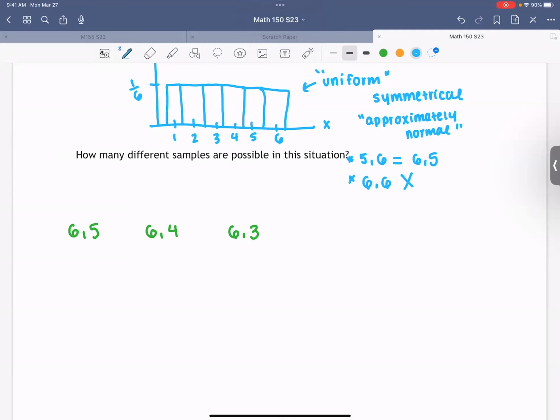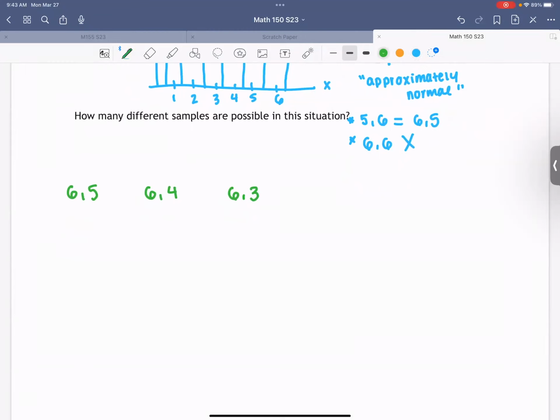Yeah, I'm gonna give you a minute to try to figure out what all the different samples I could do here are. And maybe that'll give us an idea of how many samples there actually are. How many samples did you get? 15. Everyone else get 15? Yeah, there are 15 samples here. So it's a little bit more than what we think here.